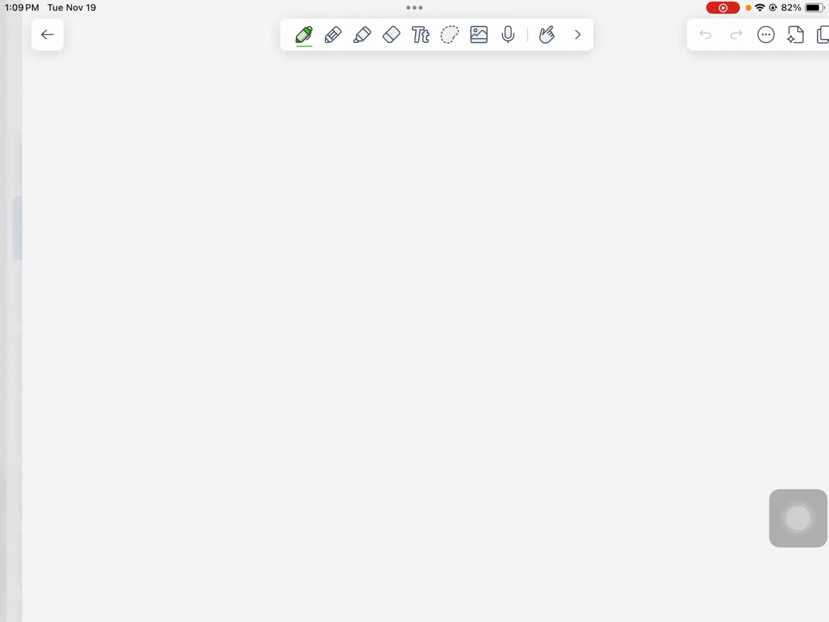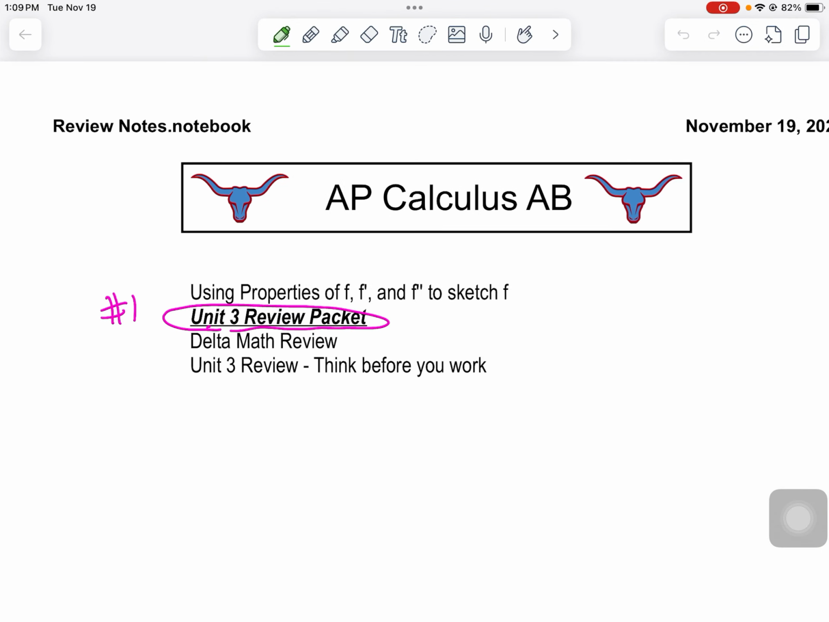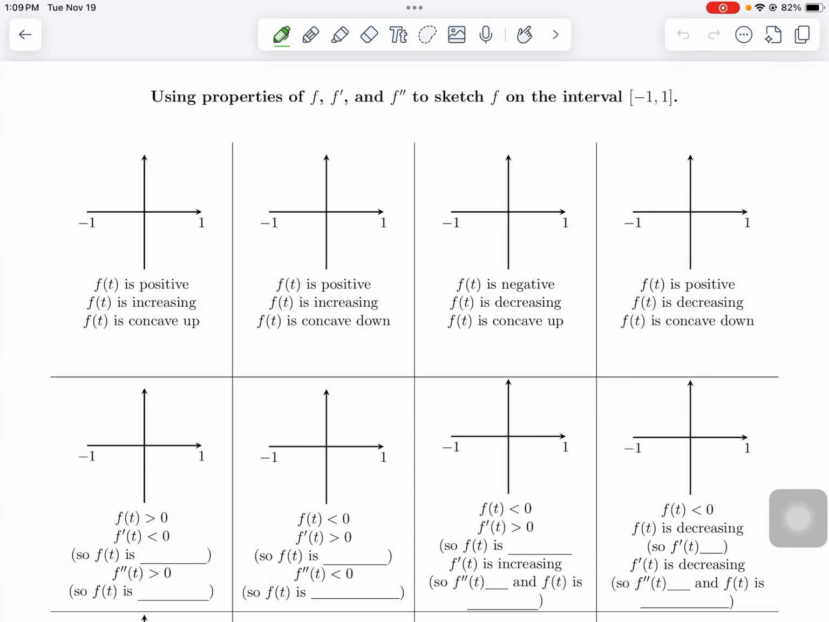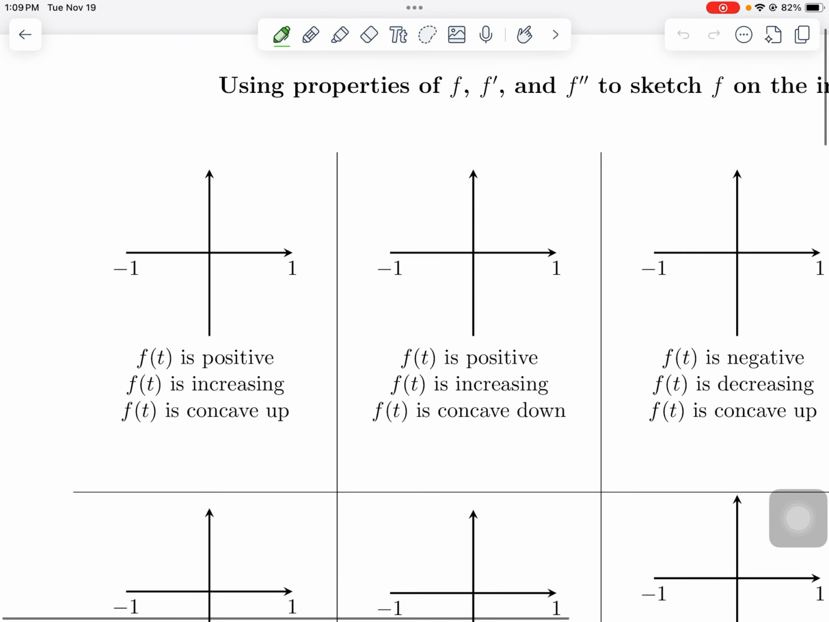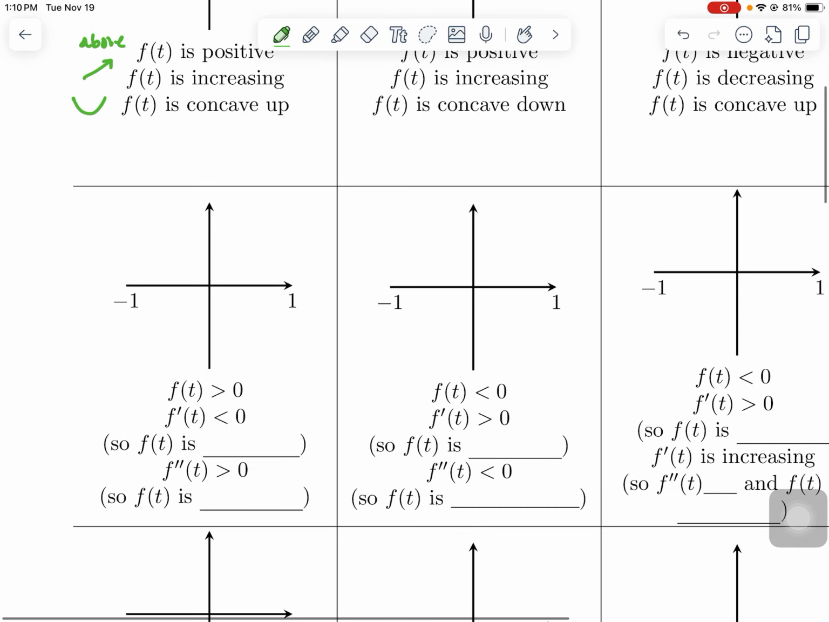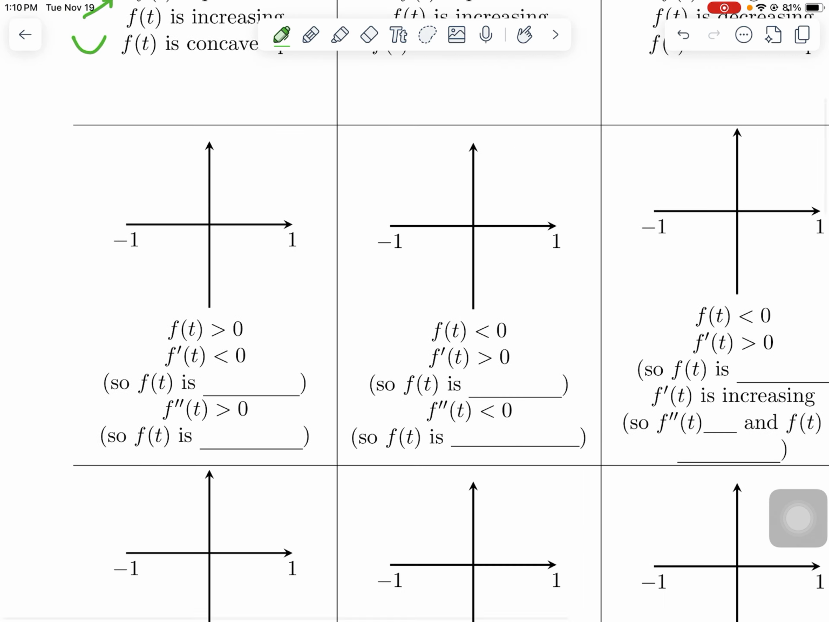Okay, then the other review is sketching graphs. That one's a little bit more self-explanatory. This first one says that f is positive. That means above the x-axis. f is increasing, so going up and to the right, and f is concave up. So you need to sketch something that is above the x-axis, increasing, and concave up. Something like that. Okay?